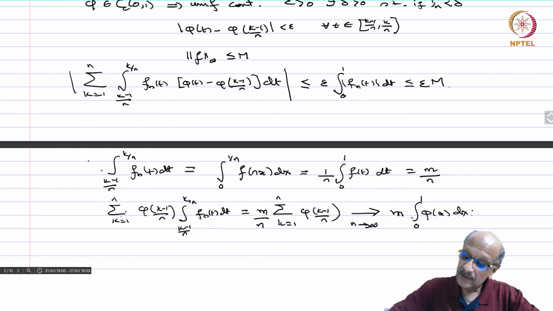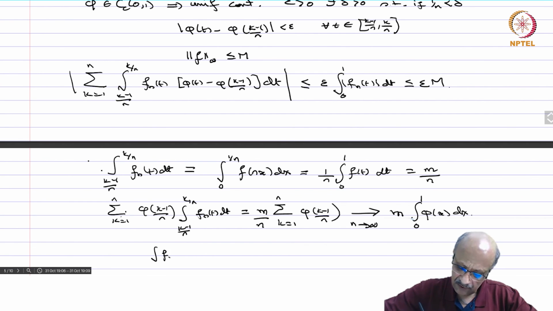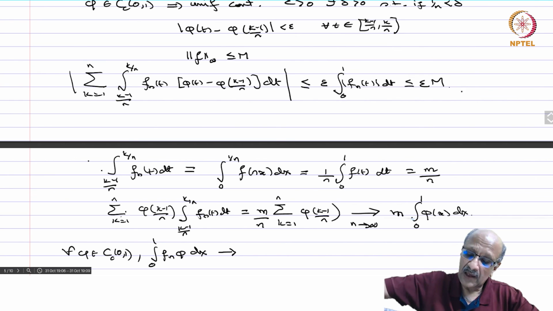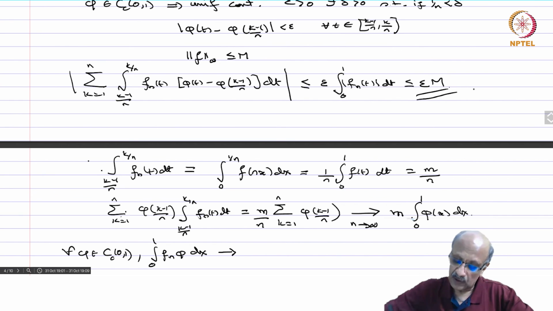Okay, so that is exactly what we want. So what did we show? We have shown that for every phi in Cc(0,1), the integral from 0 to 1 of fn phi dx converges. The first term goes to 0 because it is arbitrarily small, less than epsilon M. The second term converges to M times the integral from 0 to 1 of phi(x) dx.